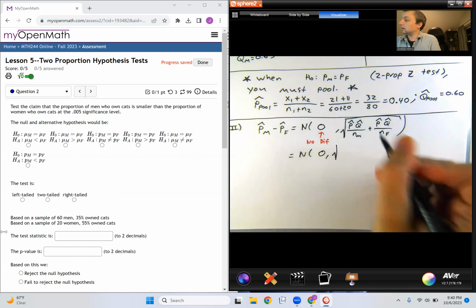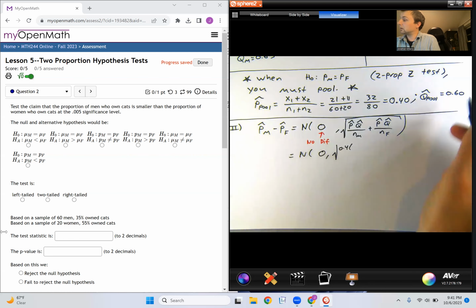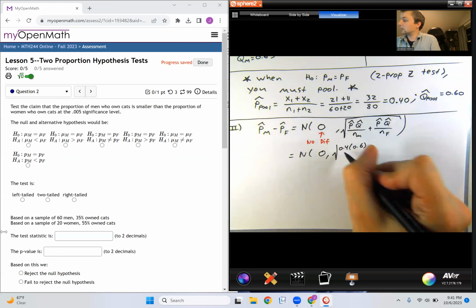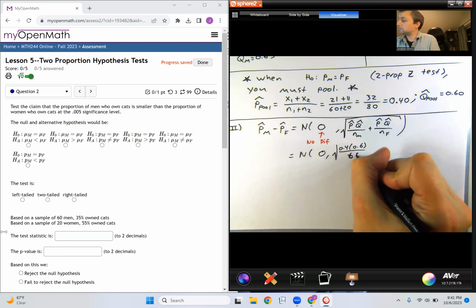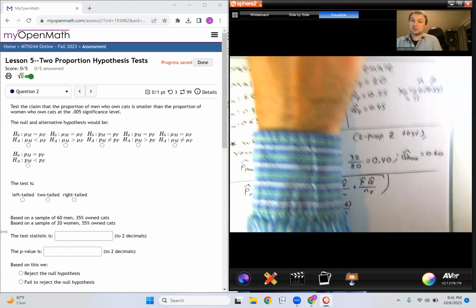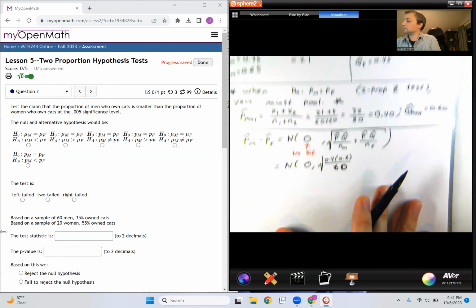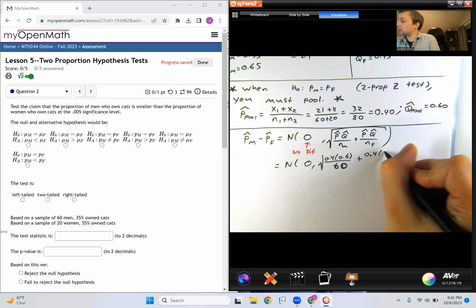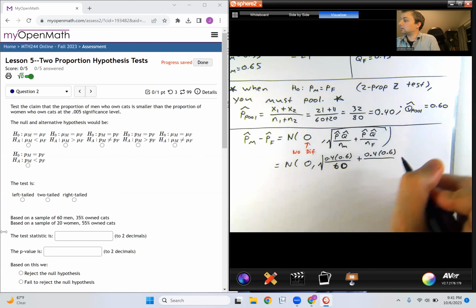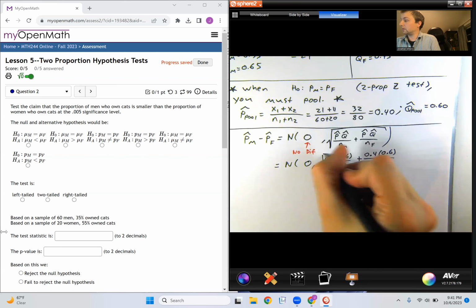So I have the square root of 0.4, 0.6, and this is out of 60. That's one of the sample sizes. Oops, sorry, 60. Sample size of 60. I'm being super careful. My other sample size is going to be 20. But I'm still using the pooled success rate of 40% and the pooled failure rate of 60%. 20 samples in the second group, though.